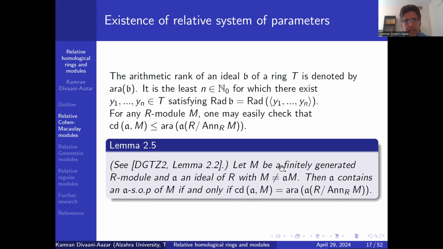So in the local case, when you take A to be the maximal ideal of a local ring, one can see that we always have equality here, so an ordinary system of parameters always exists. So we have this characterization, and it's quite easy to see. Just by definition, one can check it.